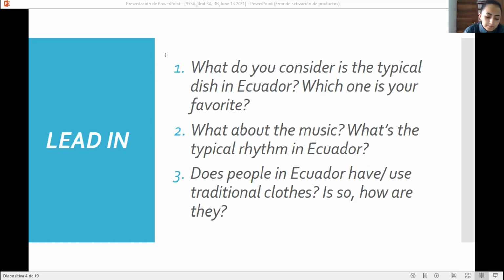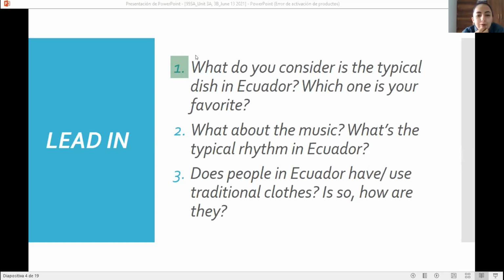So, Lau, can you tell me or can you help me with the answer of the first one? What do you consider is the typical dish in Ecuador? And which one is your favorite? Okay, teacher. The typical dish of Ecuador is fritada. My favorite dish is encebollado. Okay, is in the coast region. Okay. Encebollado. Okay, yes.